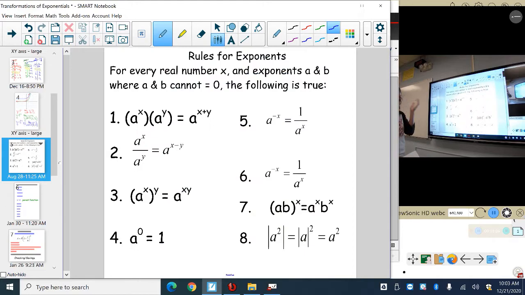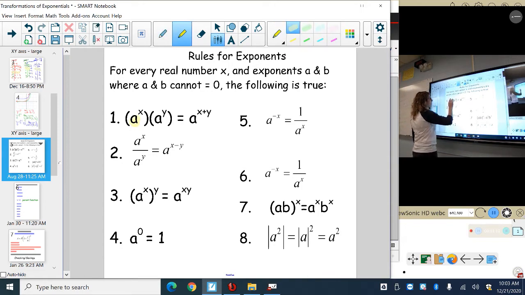So, some things that you need to know for graph-wise whenever we're talking about the rules of exponents for exponential functions. Same base, you add the exponents. Same base, attached by division, you subtract the exponents. Power to a power, you multiply the exponents. Anything to the 0 power is 1. We've reviewed this already, you know this.